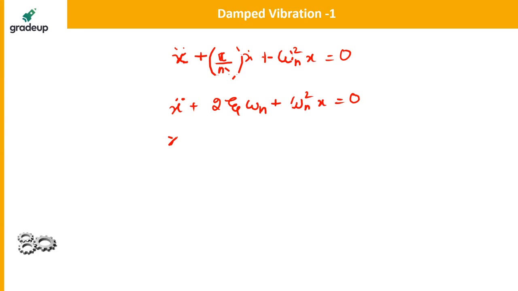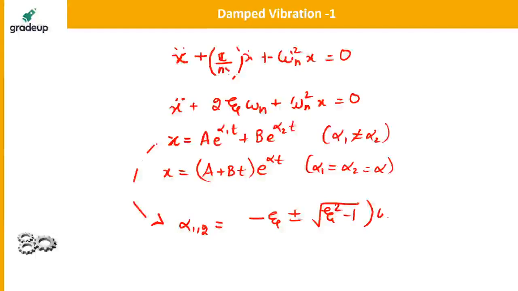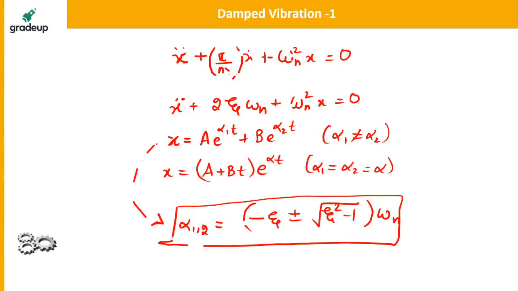This is the root of the equation, e to the power alpha t, if alpha 1 is equal to alpha 2 is equal to alpha. Okay, so in that case, the roots of this equation will be alpha 1,2 is equal to minus zeta plus minus square root of zeta square minus 1, into omega n. Is that clear? This is very important, because from this we will be having a discussion of what are the different types of damping. We'll be having three types of damping, so you need to understand. Fine. So alpha 1,2 is equal to minus zeta plus minus square root of zeta square minus 1 into omega n.